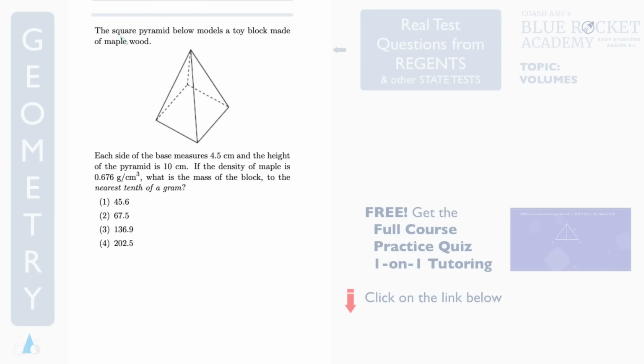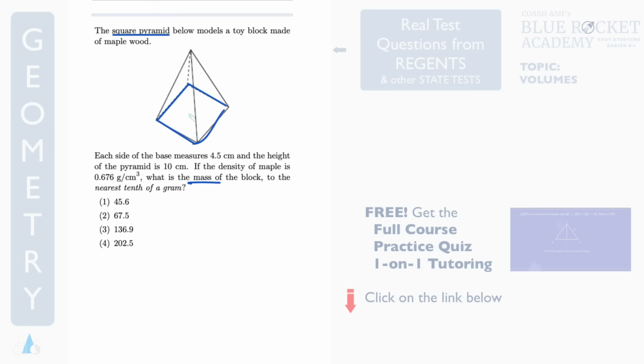All right, this is a very standard problem. You're given a square pyramid and you're asked to find its volume and then its mass. But the first thing is, what's a square pyramid? A square pyramid means that the base is a square, which means all these 4 sides have the same length, and then from here it's joining the top over here like so.